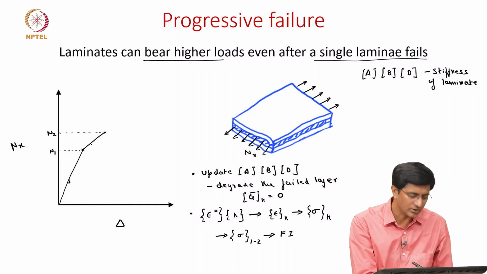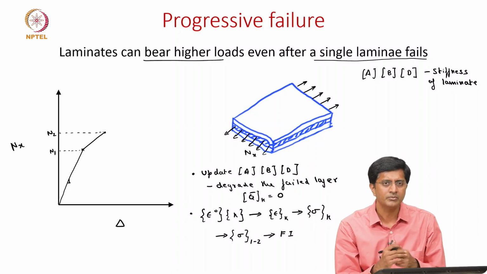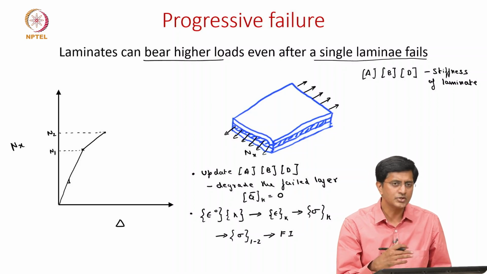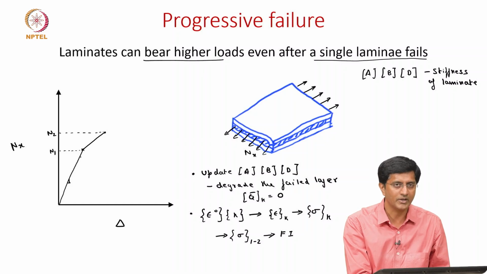So we are saying the slope is reduced, meaning it has lesser stiffness, because we are only considering a few of the lamina from the original laminate. Okay, so this procedure can be repeated. After the first ply failure, we apply this procedure to find at what load the second ply fails.